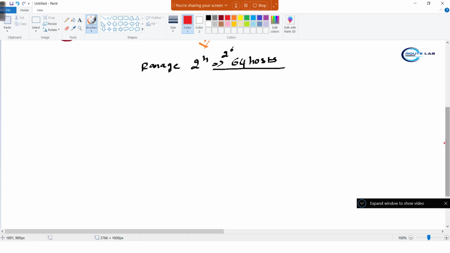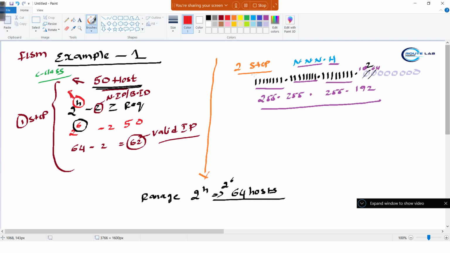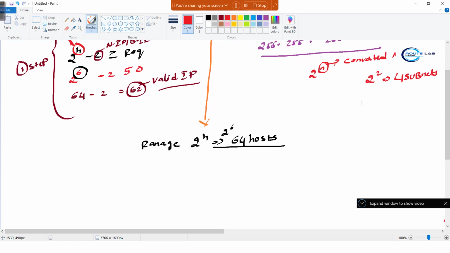Now you need to figure out how many networks you are going to get. In order to see how many blocks of addresses you get, you have one formula: 2 power n, where n is the number of converted network bits. So how many bits have I converted? 2, right? So 2 power 2, which means 4 subnets. If I write this roughly, I'll be getting 4 blocks of addresses.